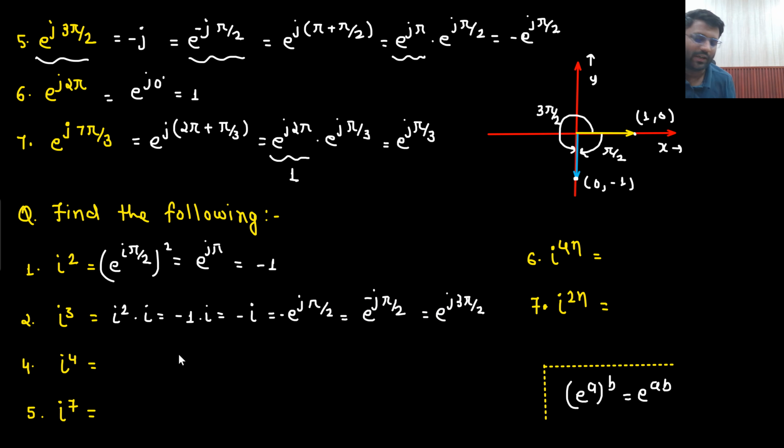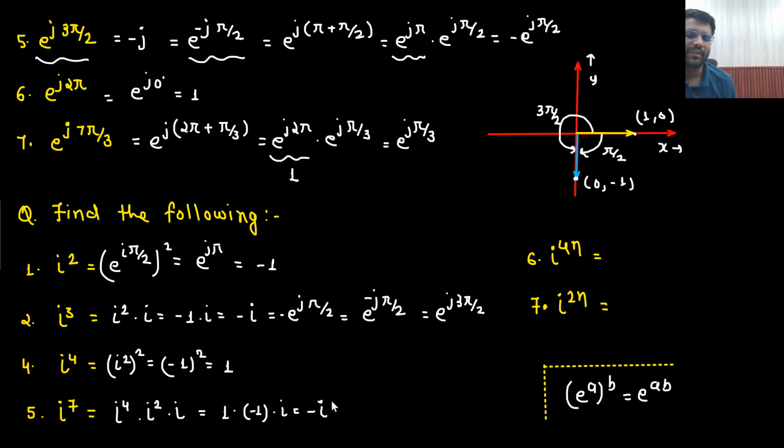Iota to the power 4. So iota to the power 4 could be written as iota square, whole square. So minus 1 square will be nothing but 1. Right? Now what about iota to the power 7? It could be written as iota to the power 4, iota to the power 2, iota. So iota to the power 4 is nothing but 1, iota square is nothing but minus 1, and then multiplied with iota, that is nothing but minus iota. So iota to the power 7 is nothing but minus iota, which is the same as iota to the power 3.